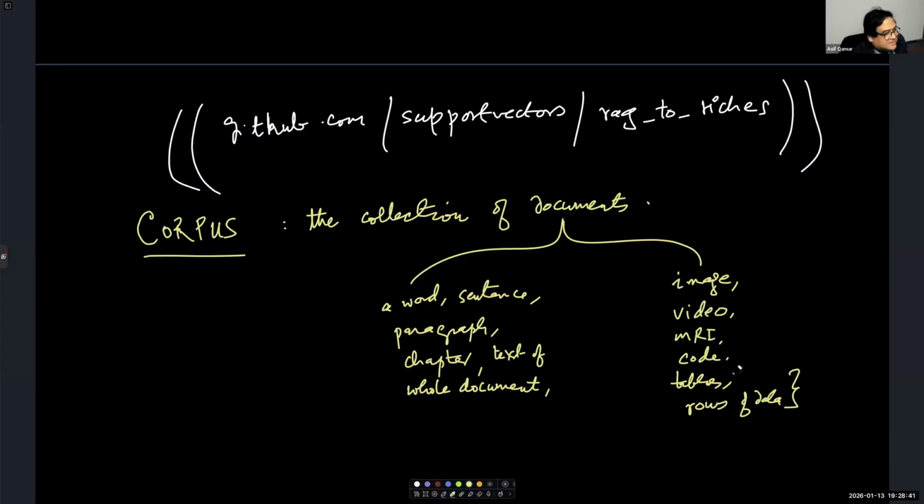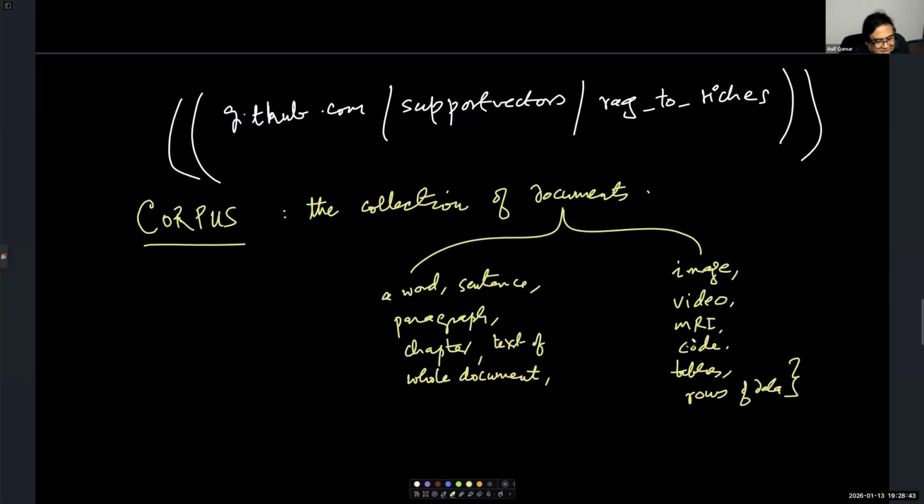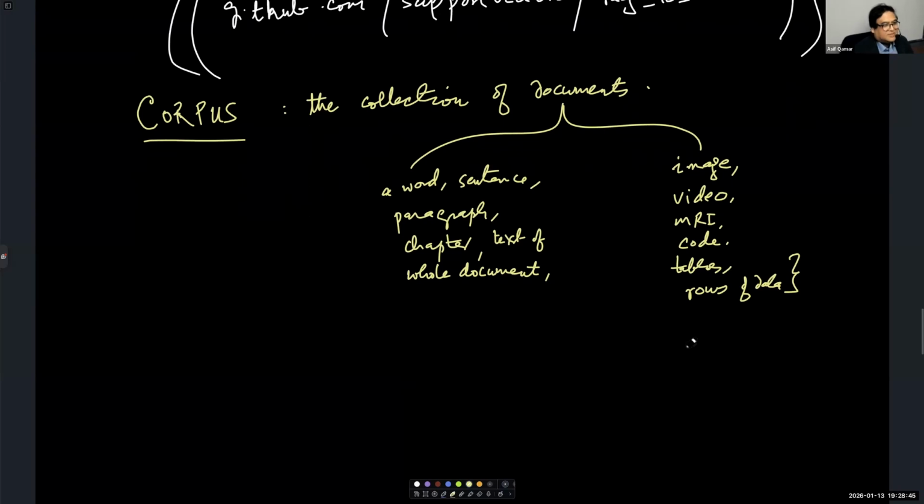So how do you access tabular data? You don't want to treat it as just keywords or words or things like that. So everything is part of this RAG document thing. So we have a corpus of documents, but for today, we will start with something simple. We will start with, let's say, words and images. Is that reasonable? Right?